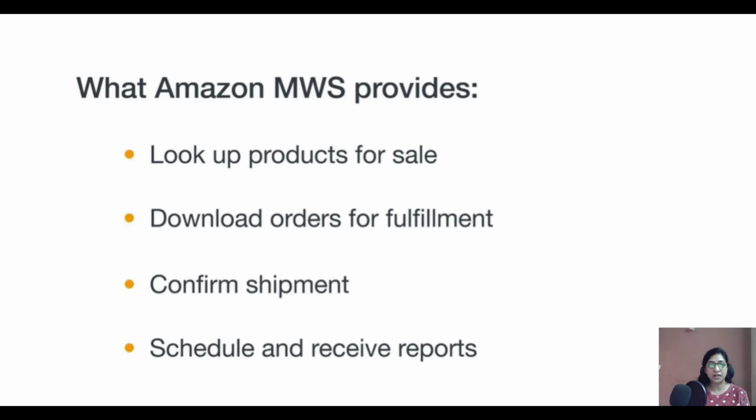You can look up products for sale, that is, if there is a sale for other products, you can use it through your code and pick all those products. You can also download your orders for fulfillment and then integrate it with your shipping partner. You can also confirm shipping through this process and you don't have to do it manually. You can schedule and receive reports, whether it's sales or orders or any other reports that are generated, to help you automate the process.